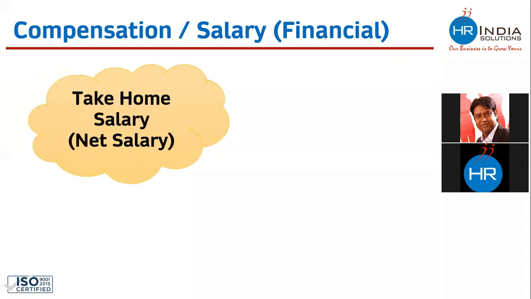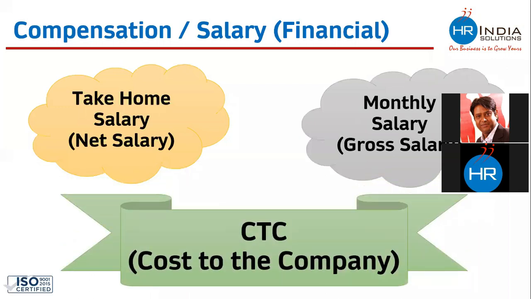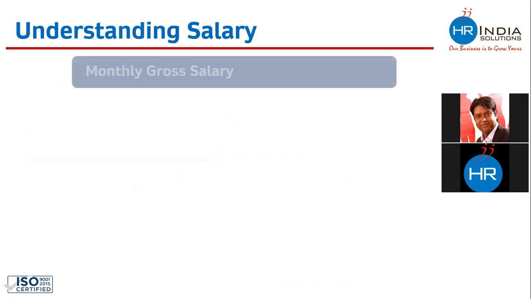Now, there are three terms that almost all of us must have heard once in our lives, even if you are a fresher or do not have any connection with HR, human resources. These terms are take home salary, net pay, or monthly salary of the employee, which we also know as the gross salary, and CTC, cost to the company. Now, we are going to understand all these terms in detail in the coming slides. What do all these actually mean?